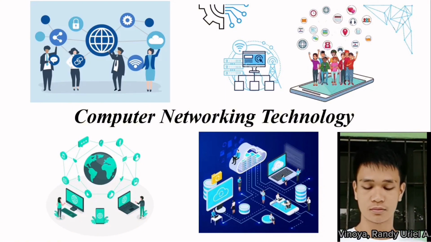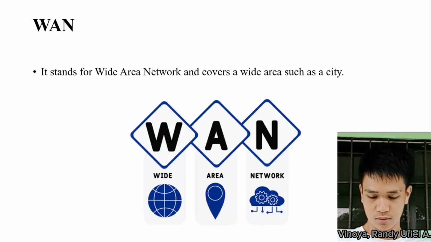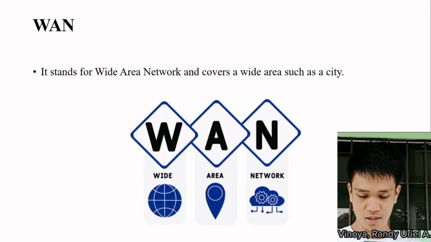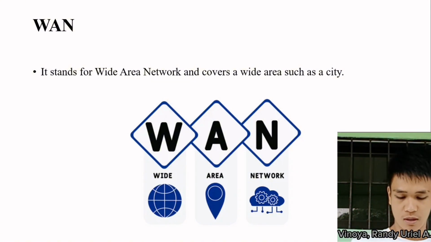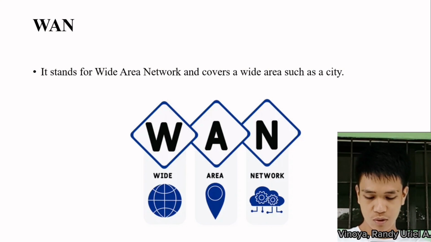Computer networking terminology. In this part, I will discuss and explain the major terminologies used in computer networking. WAN. It stands for Wide Area Network and covers a wide area such as a city. A WAN is the technology that connects your offices, data centers, cloud applications, and cloud storage together.